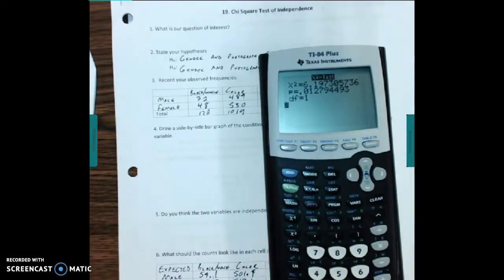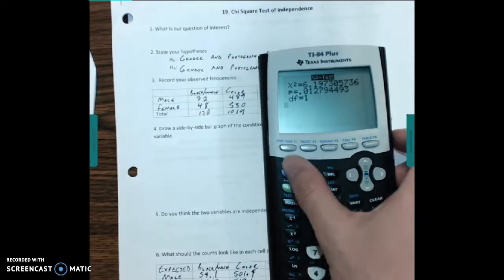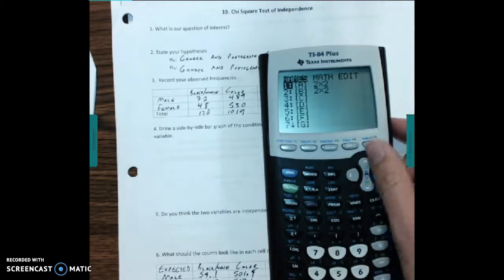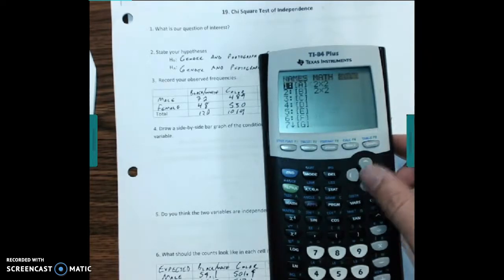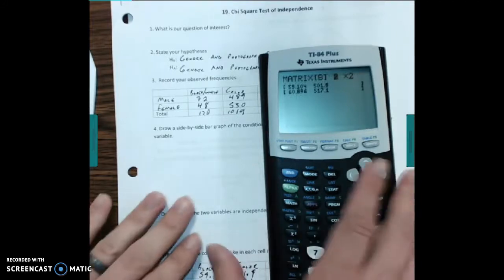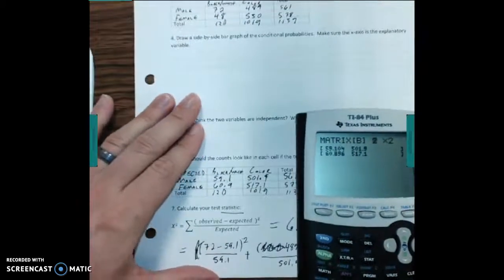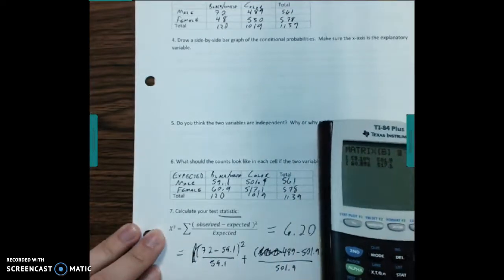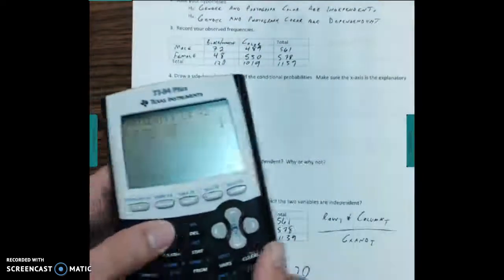Now you're saying we didn't put anything in those expected values. Well, if I go back to the matrix screen again, you can see there's something in matrix B now. And you can scroll down there, you can edit matrix B, and you can actually see those expected values, and you can compare them to what we calculated, and you'll see that they're just about exactly the same. So this is an excellent way to double check those expected values as well. And that's the whole chi-square test. So now you can do it by hand, you can do it on the calculator, whichever you prefer.